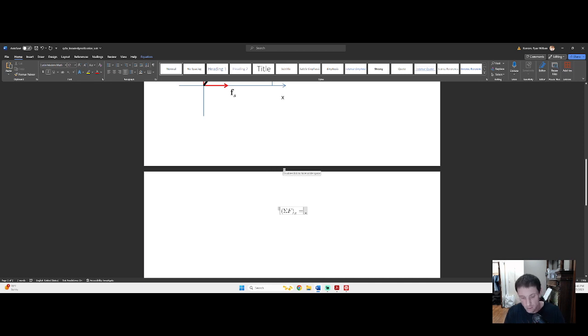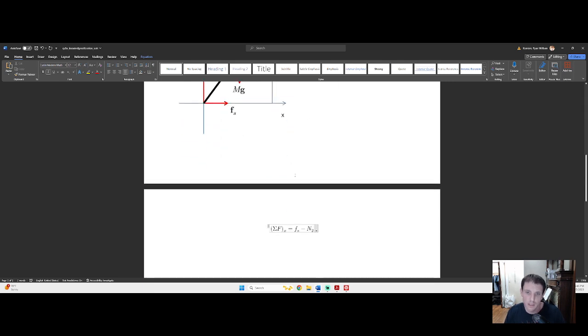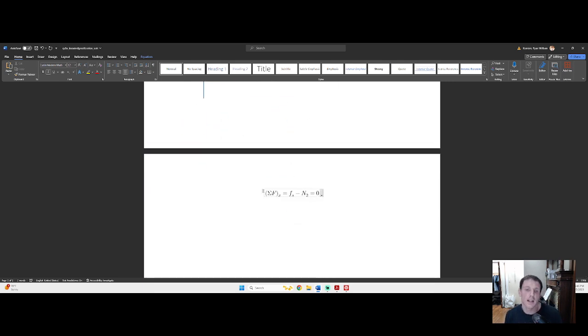So I'm going to write Fs minus N2. Is that what I called this one? Yep. N2 is equal to 0. And that's it for the x equation. That's one of the nice things about static equilibrium: your x and y equations are usually pretty easy and nice looking.